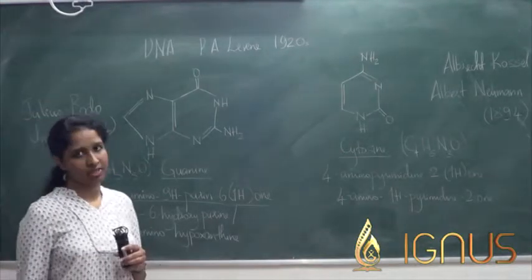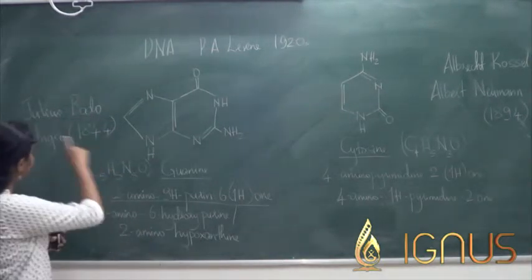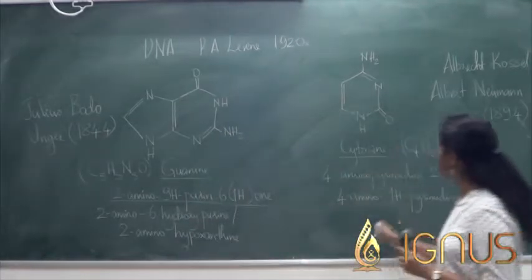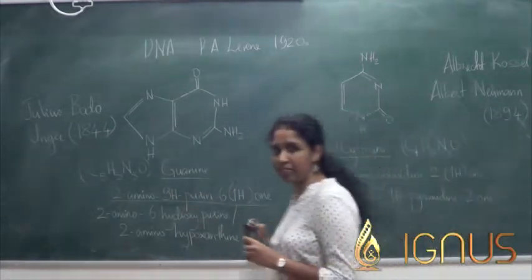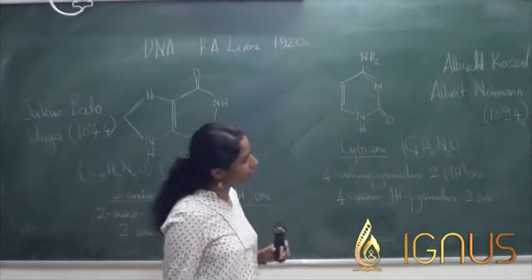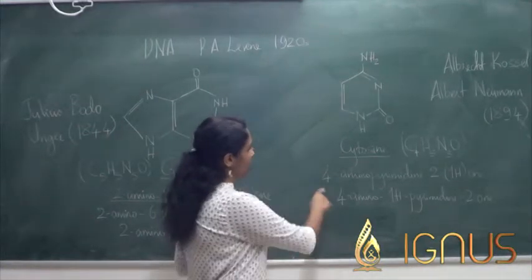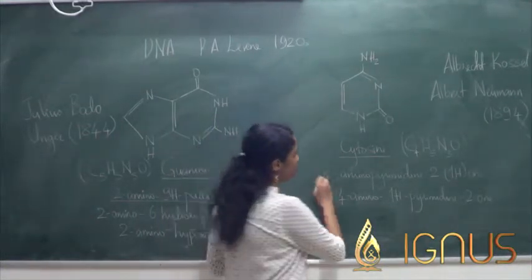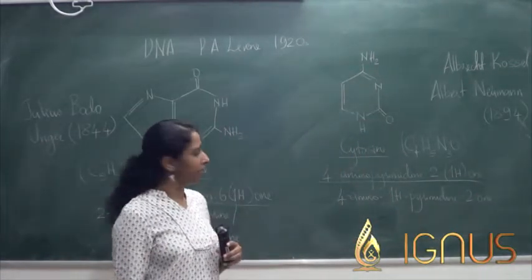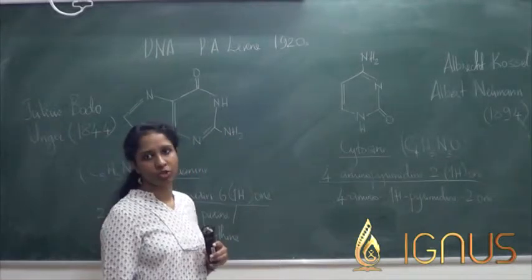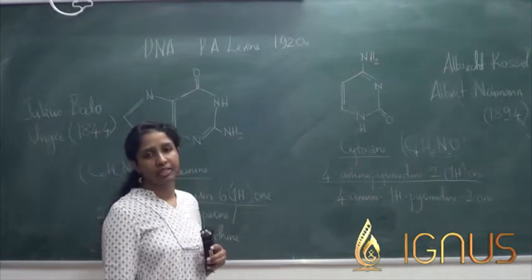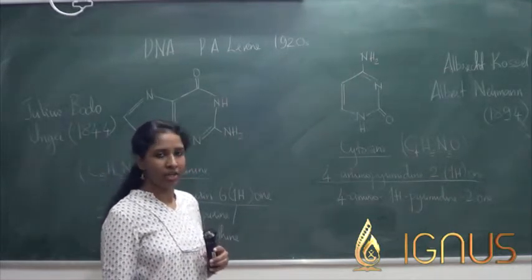Common names are 2-amino-6-hydroxypurine or 2-amino-hypoxanthine. They were isolated by Julius Bodo Unger in the year 1844. Coming to cytosine, cytosine is a pyrimidine and hence it's a single ring structure. Its chemical formula is C4H5N3O. IUPAC name is 4-aminopyrimidin-2(1H)-one, and the common name is 4-amino-1H-pyrimidin-2-one. It was isolated by both Albert Kossel and Albert Neumann in the year 1894.